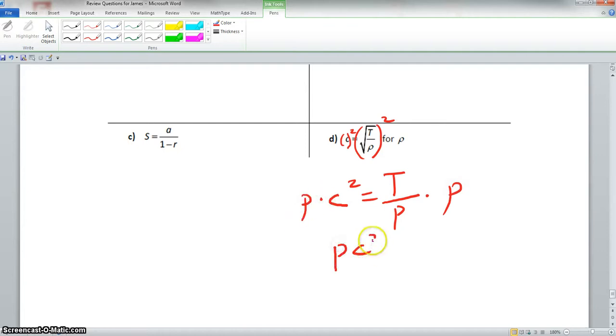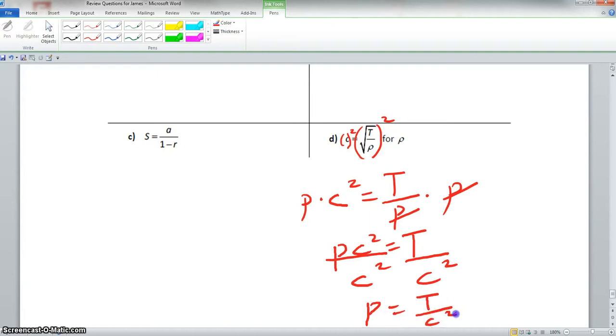Now we want to get P by itself, so we'll multiply both sides by P. And we'll have PC squared is equal to, these P's will simplify out and leave you T. Then we'll divide each side by C squared. And P is equal to T over C squared. And we are done.